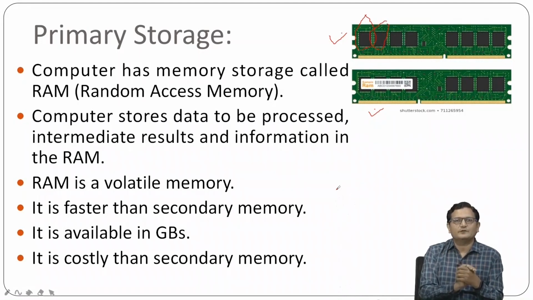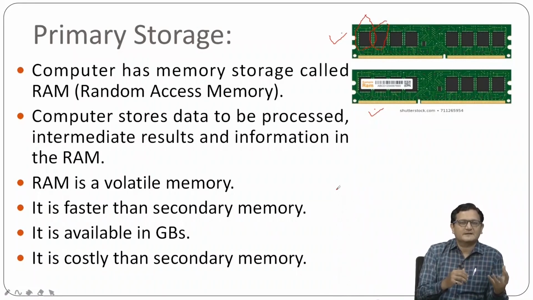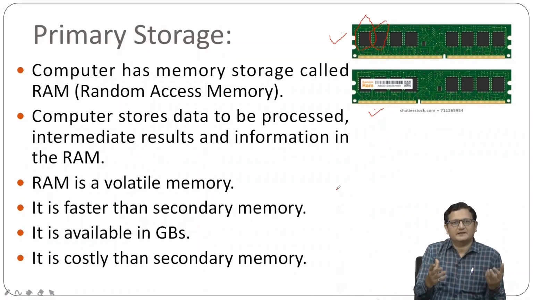So basically the CPU uses random access memory very frequently, right? Why? Because the CPU is a very fast device and it needs a fast memory. So here the random access memory is a faster memory, and because of that the CPU frequently uses random access memory, right?